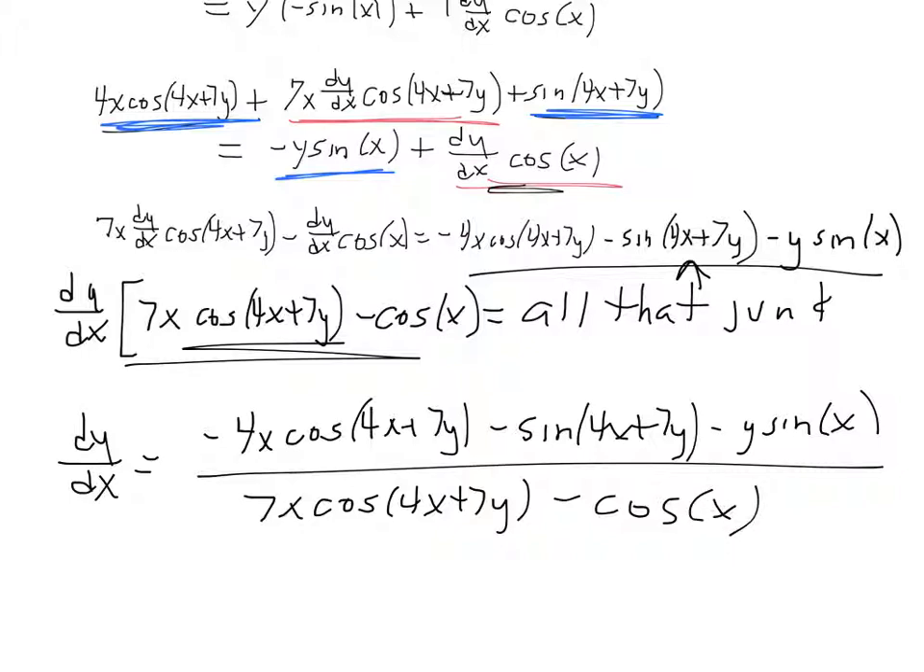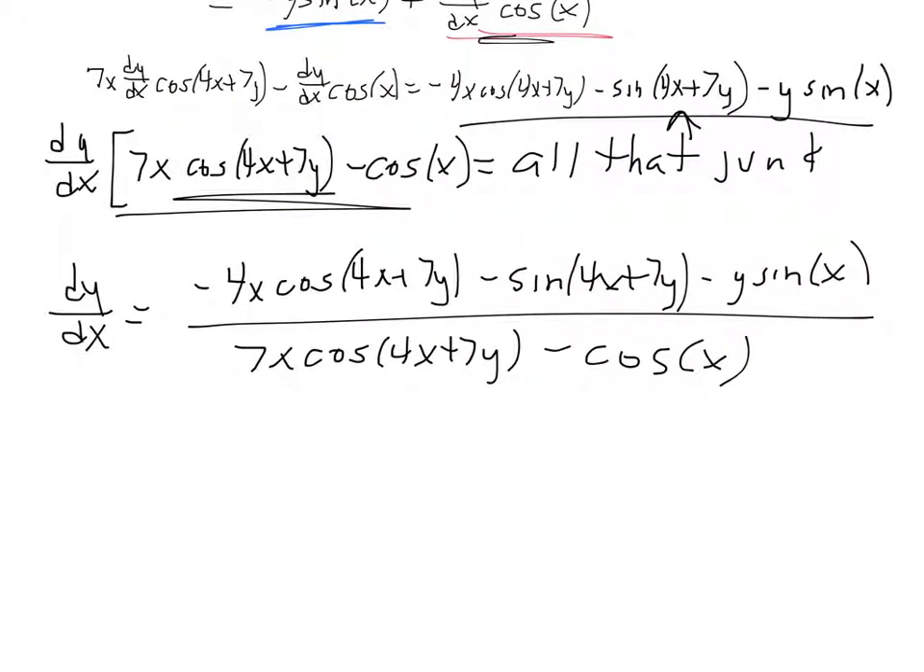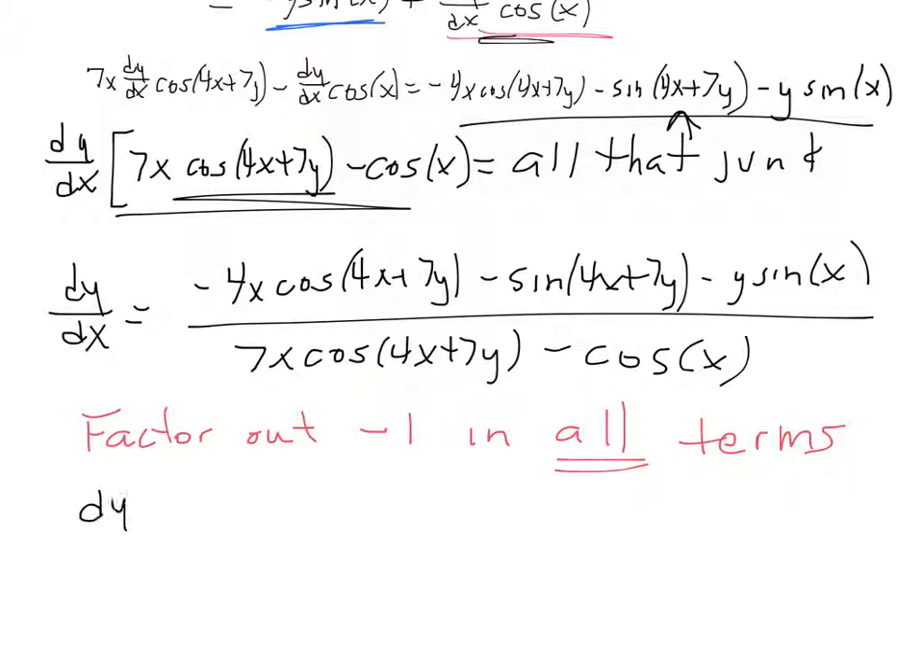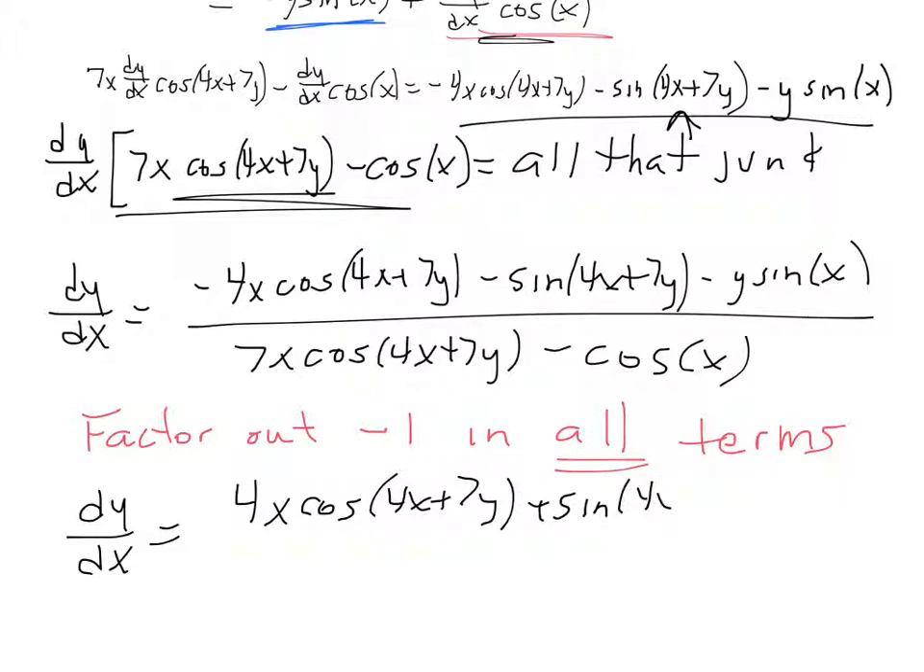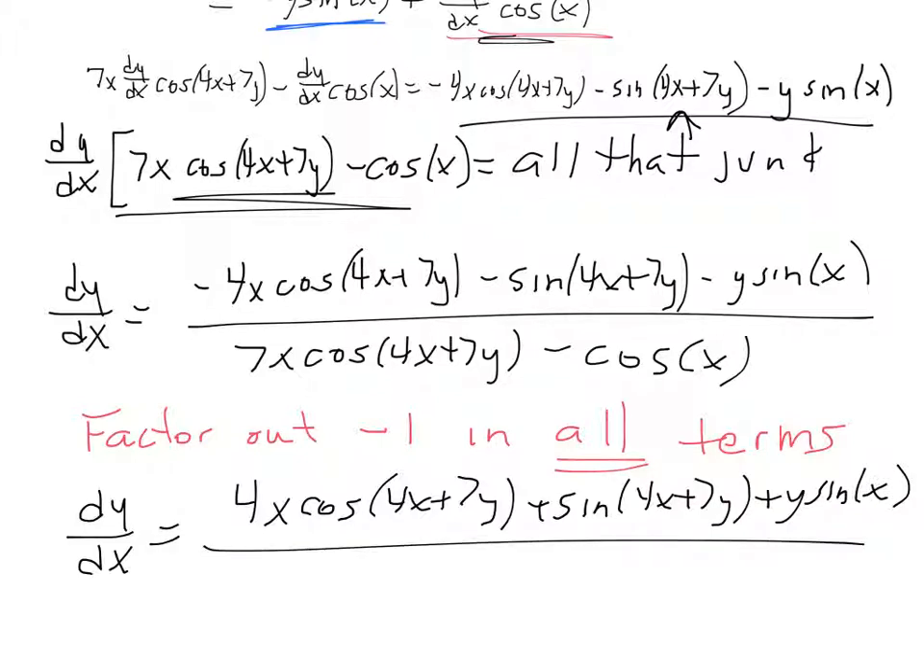And my MyMathLab says, maybe MyMathLab has a problem with negative signs. What MyMathLab did was factor out a minus 1 in all terms. So I guess I'll write it again. I'm getting tired of writing this problem. So everything negative becomes positive: 4x cosine of 4x plus 7y plus sine of 4x plus 7y plus y sine x, exactly. All over, let's put the cosine out front because it came positive. And there you go.